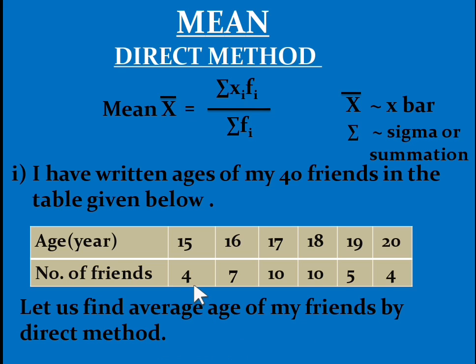So out of 40 friends, 4 friends are of age 15 years, 7 friends are of 16 years of age, 10 friends are of 17 years of age, 10 friends are of 18 years of age, 5 friends are of 19 years of age, and 4 friends are of 20 years of age. So let's find the average age of my friends.